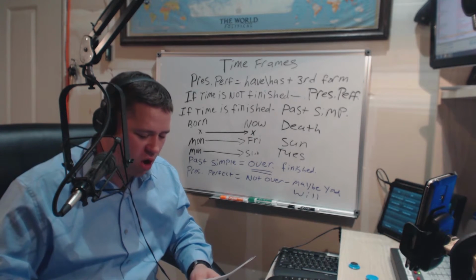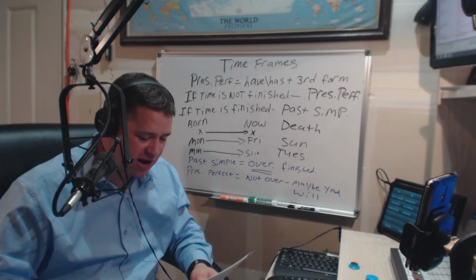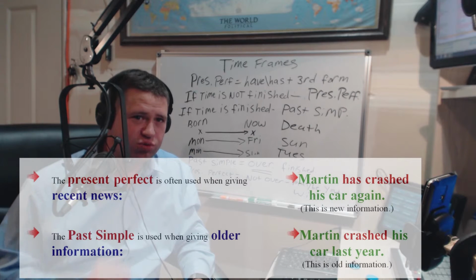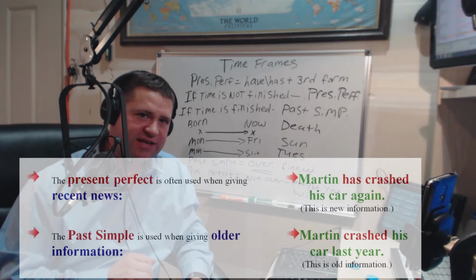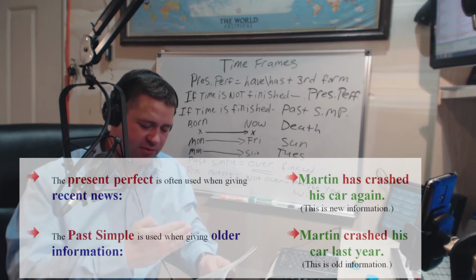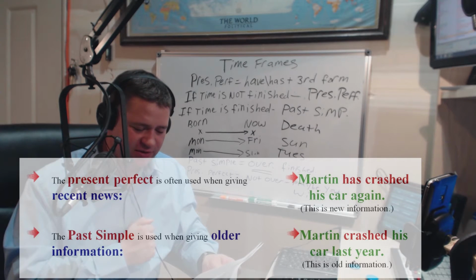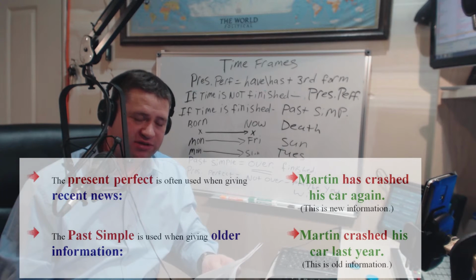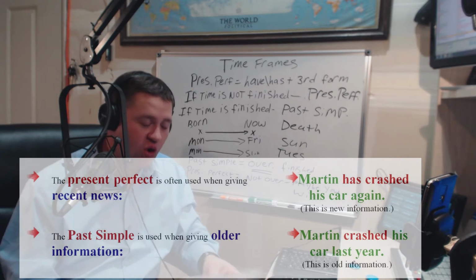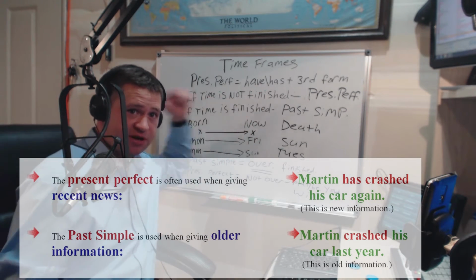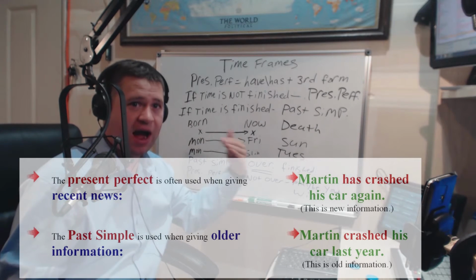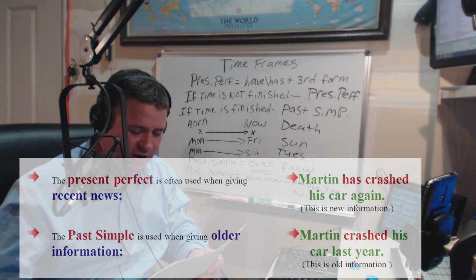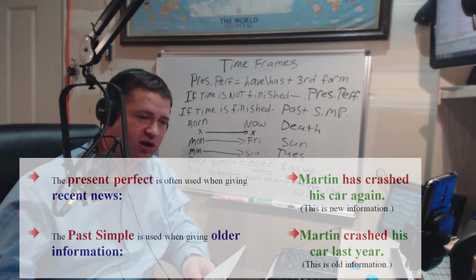Okay. Also, if you're talking about recent news, because it just happened, this is brand new information. So we would consider this in the current time. So, oh, my neighbor has crashed his car again. It's brand new information. But if I'm talking about older information, again, that time period is past. Enough time has gone by that I consider it over. And I would say, oh, my neighbor crashed his car last year.